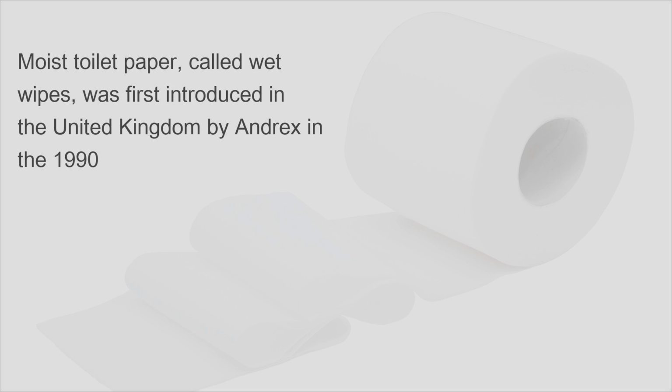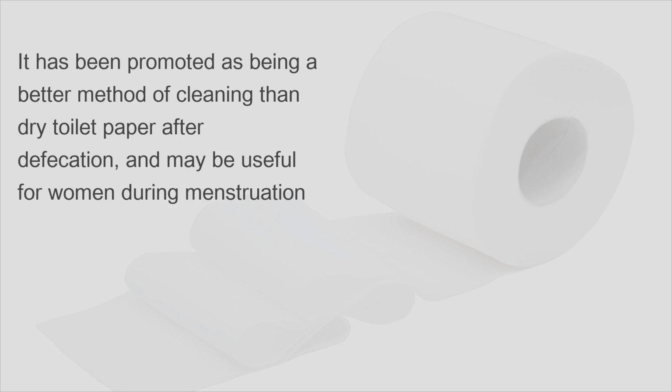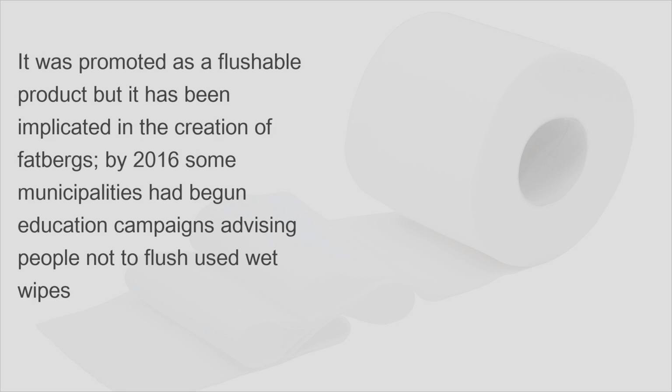Moist toilet paper, called wet wipes, was first introduced in the United Kingdom by Anne Rex in the 1990s. It has been promoted as being a better method of cleaning than dry toilet paper after defecation, and may be useful for women during menstruation. It was promoted as a flushable product, but it has been implicated in the creation of fatbergs. By 2016, some municipalities had begun education campaigns advising people not to flush used wet wipes.